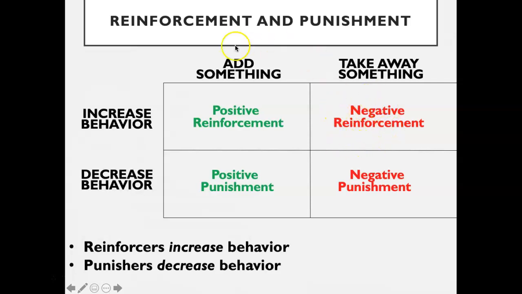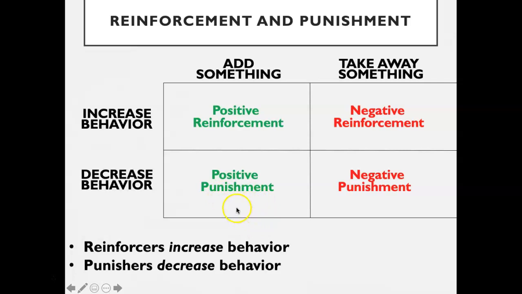Now, punishment. I want to decrease a behavior. Positive punishment is adding something to decrease a behavior. An example of positive punishment could be, maybe I caught you fighting with your sibling. Maybe your mom has done this.